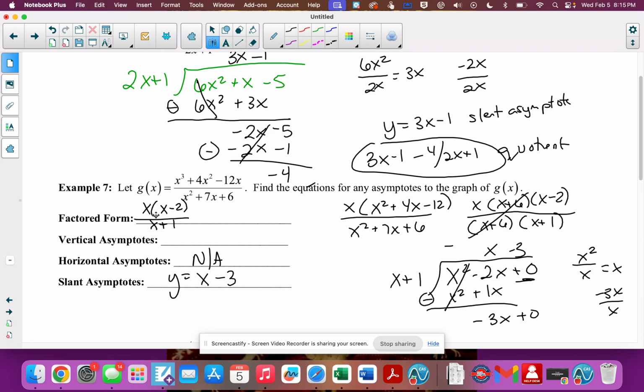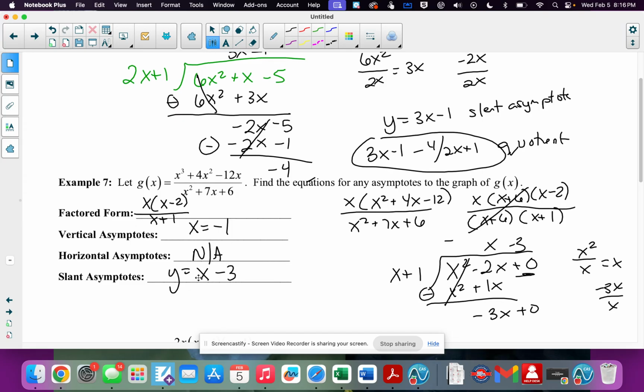Okay, vertical asymptote again. Factor and solve the bottom. My vertical asymptote is negative 1. Okay, so that's everything for that one. We could have included our x-intercepts at 2 and 0. We could have included our y-intercept, which would have been 0, because 0 over 1, as far as constant terms, would be that. And we could actually graph this with a fairly good picture, just with all that information.